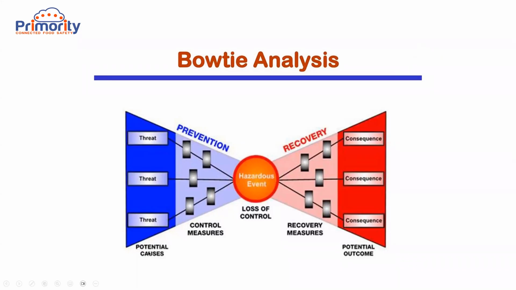So that's kind of like your hazard and potential cause. You've got ways of controlling those hazards. You've got the hazardous event itself. And then you've got recovery measures and potential outcomes.